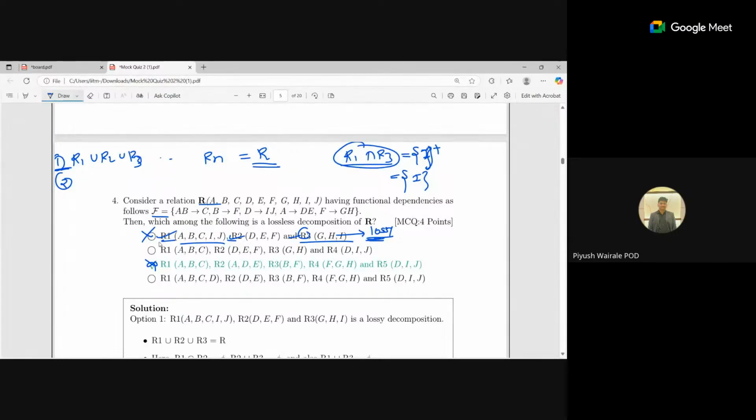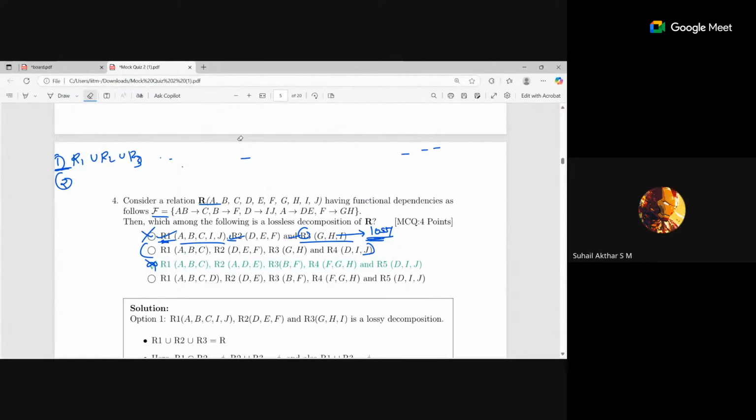Any doubt about what we have discussed? Why option A is not correct? What about option number B? Check the first condition. Yeah, it's true. Now take any two decomposed relations such that there is some common attribute.